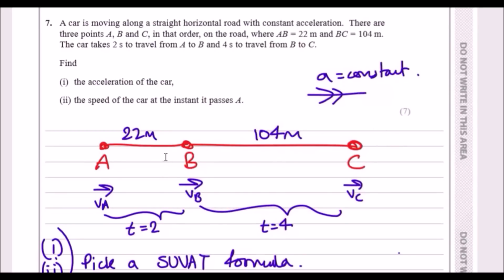So guys, always make sure you sketch this as you go along. Makes life easy. And of course, draw the acceleration going from A to C, okay? Now, the car takes 2 seconds to travel from A to B, so I labeled it 2 seconds here, and 4 seconds from B to C. They did not give you the speeds yet, so I just called it the speed at A, which is VA, VB, and VC. Now, they want us to find the acceleration of the car, the constant acceleration A, and the speed of the car at point A.